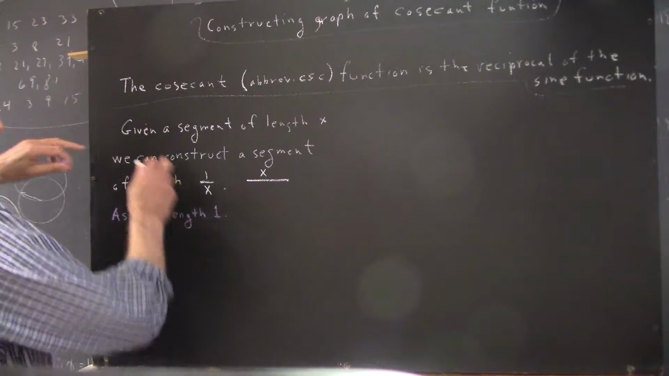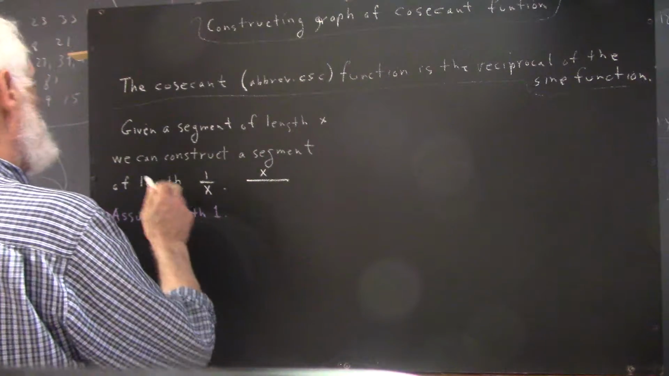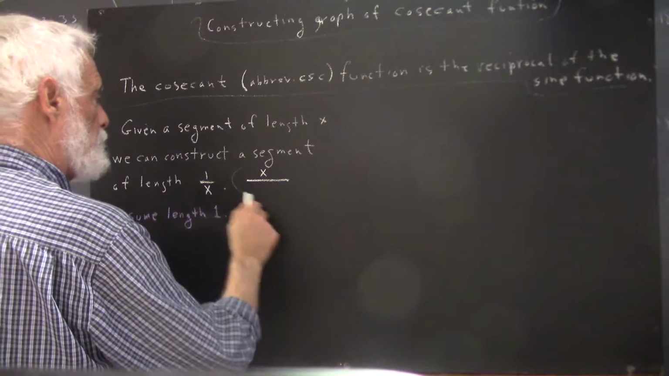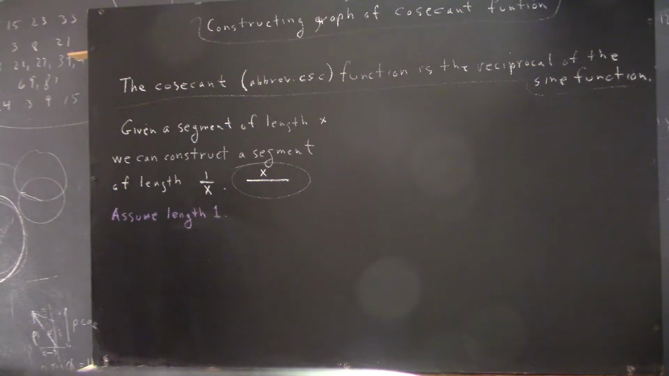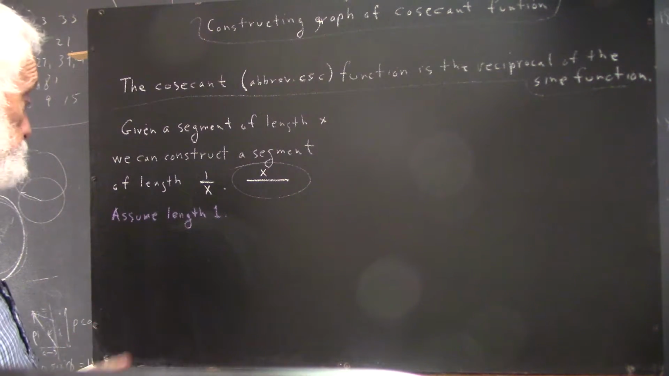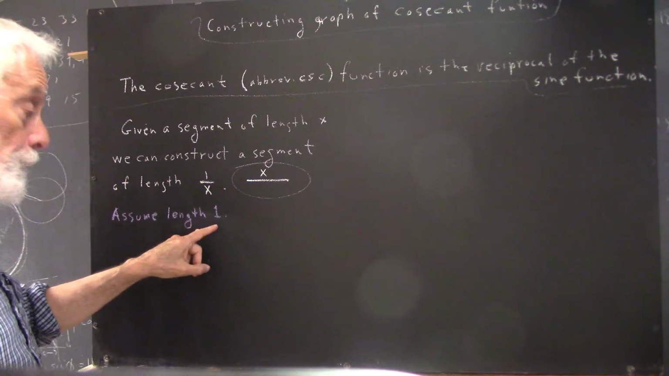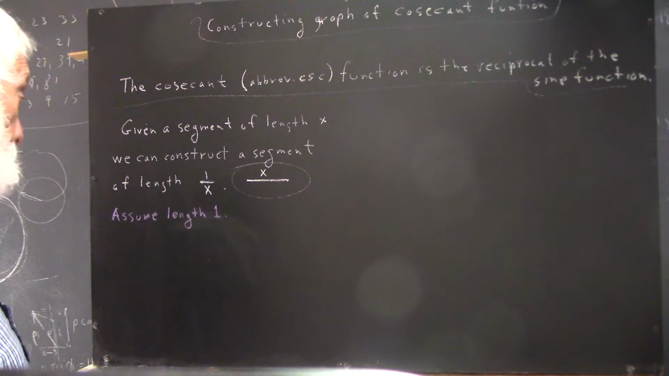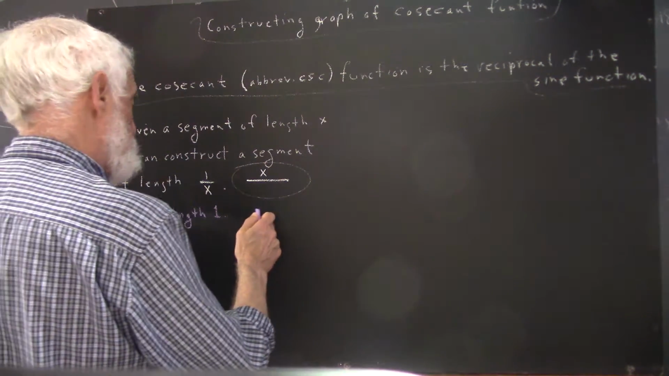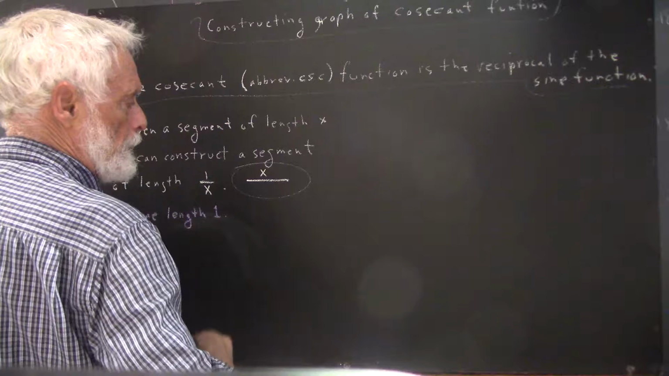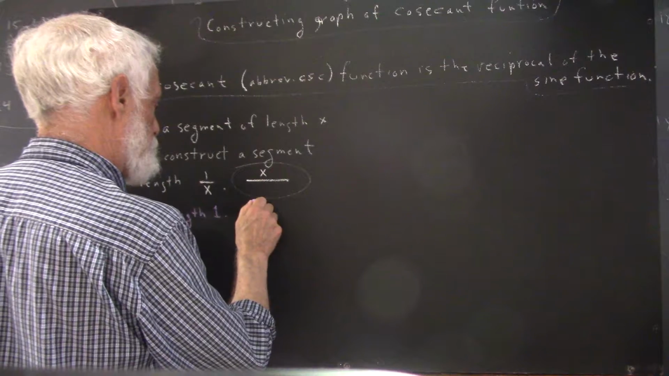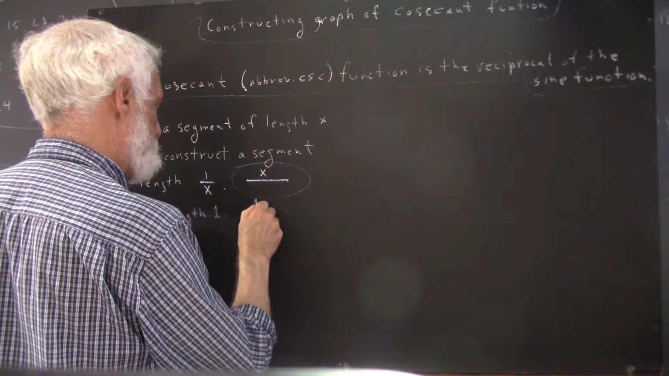Okay, let's see how to do that. Given a segment of length x, I claim that we can construct a segment of length 1 over x. I'm fudging a little bit in that statement, depending on exactly what I mean, because we don't have any sacred length that represents a length of 1. So we can really pick any length we want and make that length 1. I'm just going to write down a segment somewhat shorter than x and call this 1.